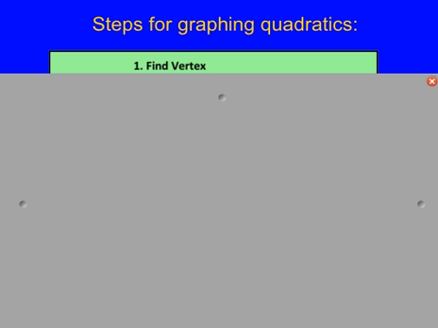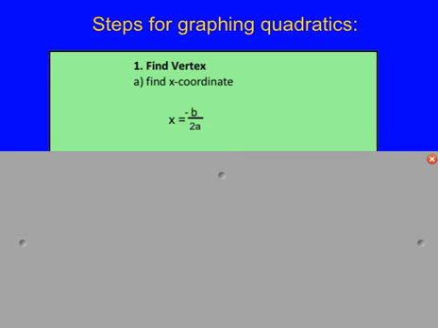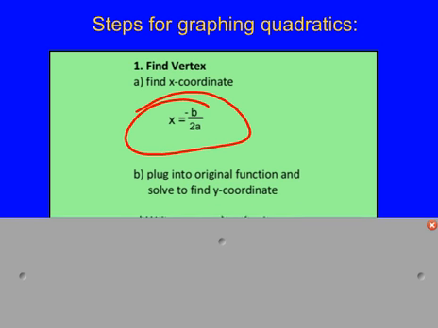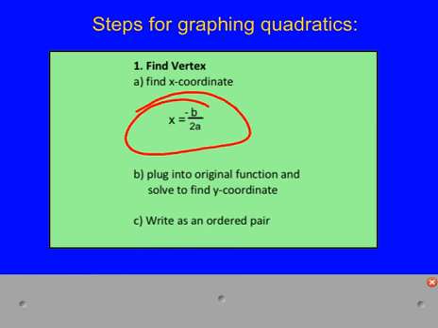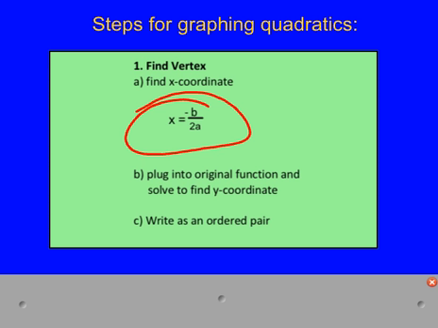Hey, perfect. Let's keep moving on. Steps for graphing quadratics. Number 1, find the vertex. A, find the x-coordinate. Right? Obviously, we have this big fancy equation. If we didn't need it, we wouldn't give it to you. Right? It's the first thing you've got to do every time. B, plug into the original function and solve for the y-coordinate. That's how we got 13 last time. And C, write as an ordered pair. Okay? All that's saying is to do this. We have 3, we have 13. Write as an ordered pair. Okay, so that's number 1.